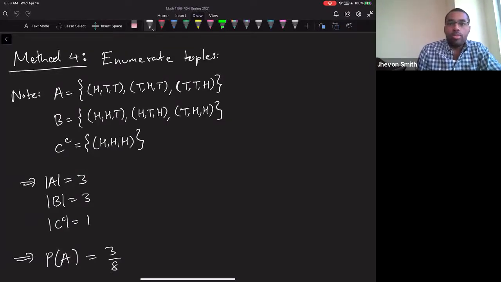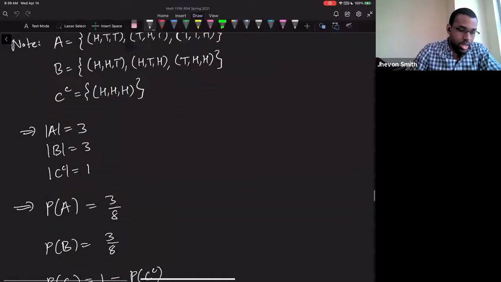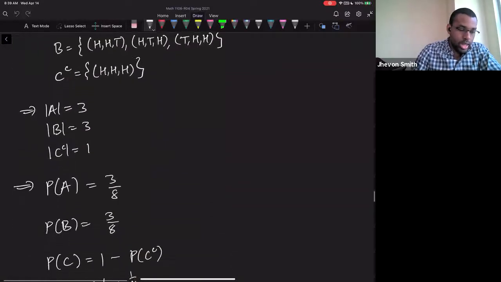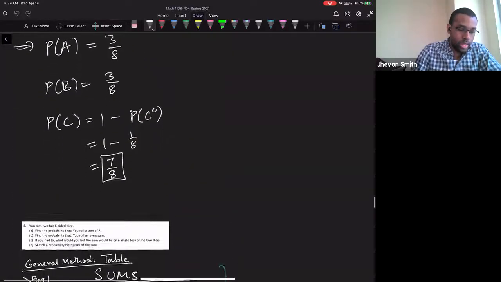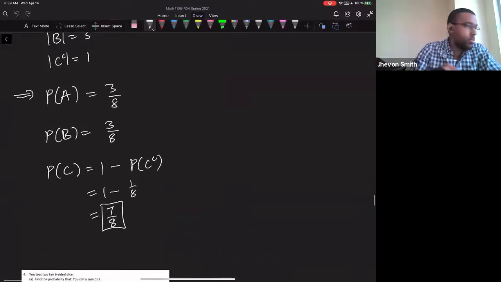So if A is the number of ways to get exactly 1 heads, there are only 3 coordinates that you could write out. If B is the way to get exactly 2 heads, there's only 3 coordinates you can write out. C was the way to get at most 2 heads. Its complement was a lot easier to write out. And so I wrote out that, and we could use that to find C. So again, by using the multiplication rule to find the denominator, we could do that.